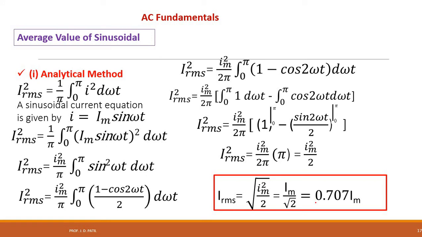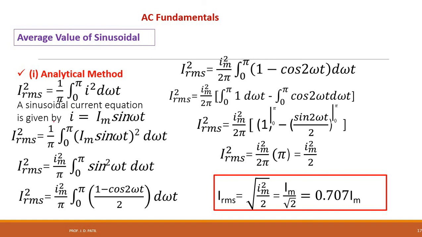By putting the value of 1 by root 2 and multiplying it with Im, we get the IRMS value equal to 0.707 of Im. So this is the answer for the RMS value of this sinusoidal waveform.